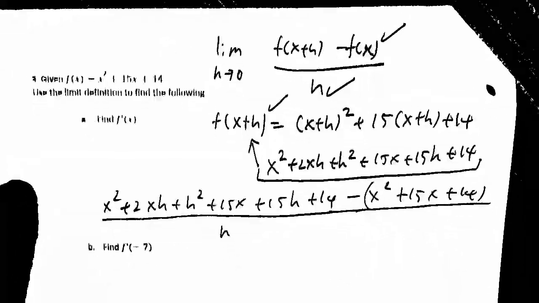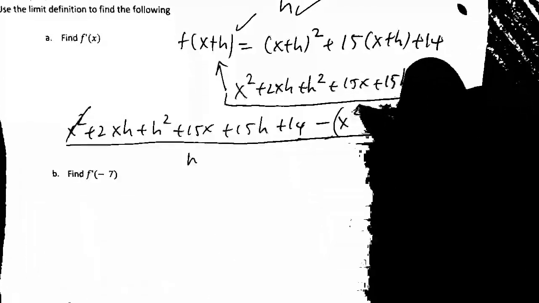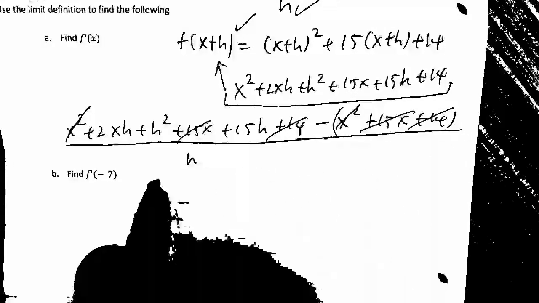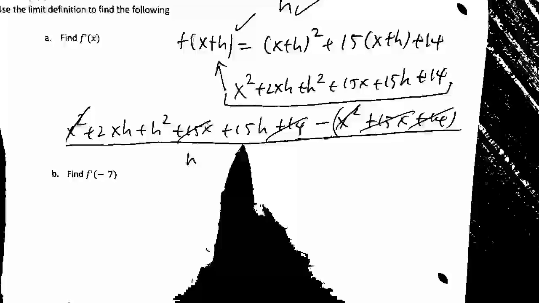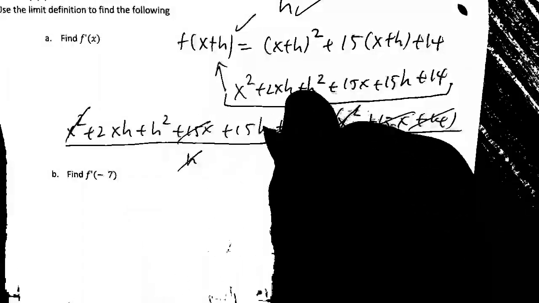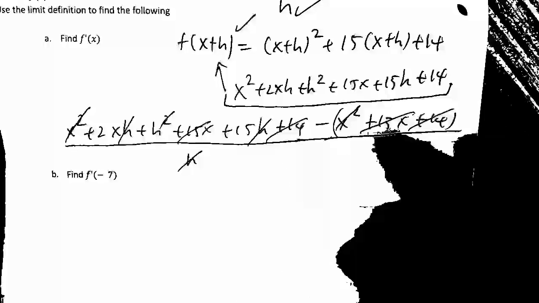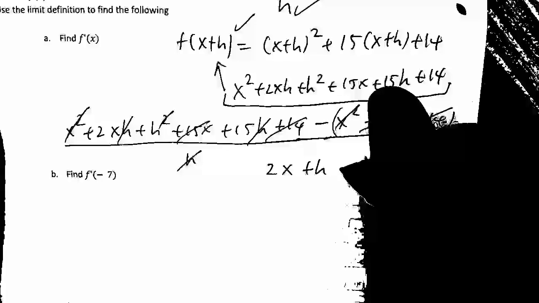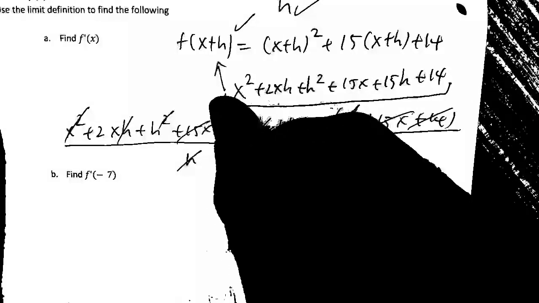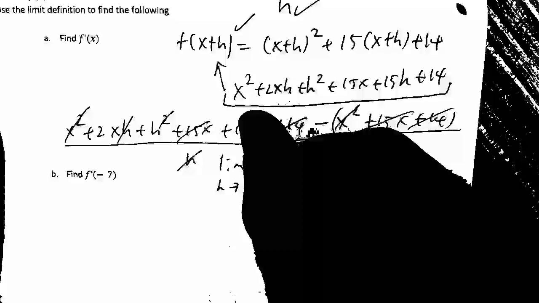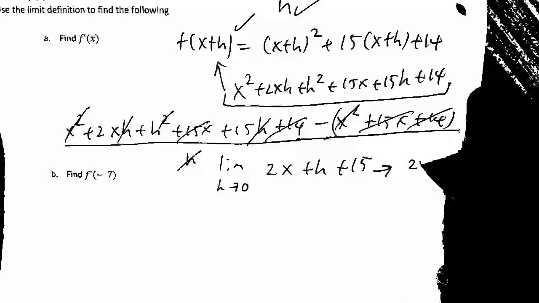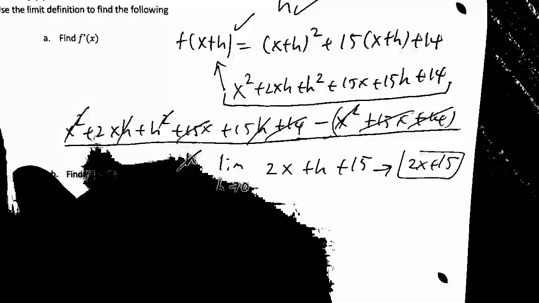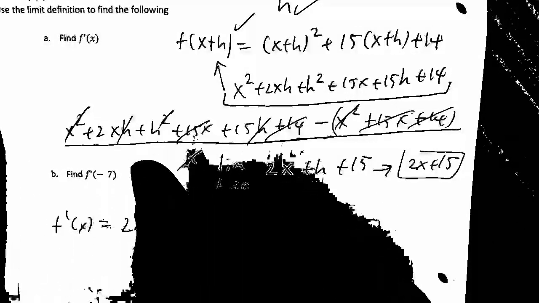So here, things are going to cancel. x squared cancels with the minus x squared, 15x cancels with the minus 15x here, and 14 cancels with the minus 14 here. So all I have left is 2xh, h squared, and 15h. Now the h's will cancel here and here. So we're left with 2x plus h plus 15, and we're taking the limit as h goes to 0. So this is just 2x plus 15. That's your derivative. So f prime of x equals 2x plus 15.